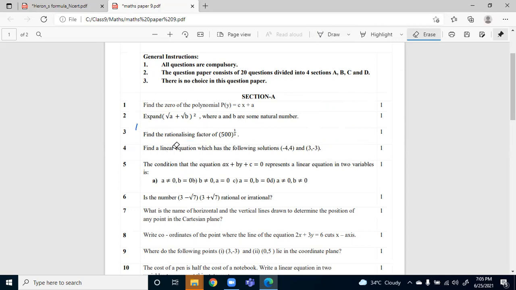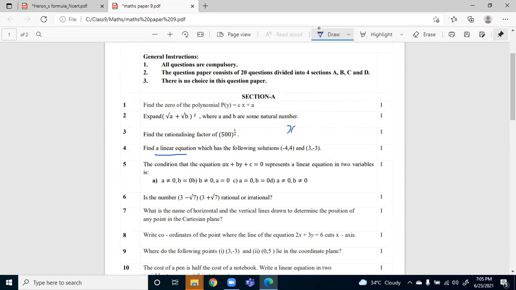Okay, so let's move to question number 4. Find a linear equation which has the following solutions: minus 4, 4 and 3, minus 3. So you have to find only one linear equation which has these solutions.